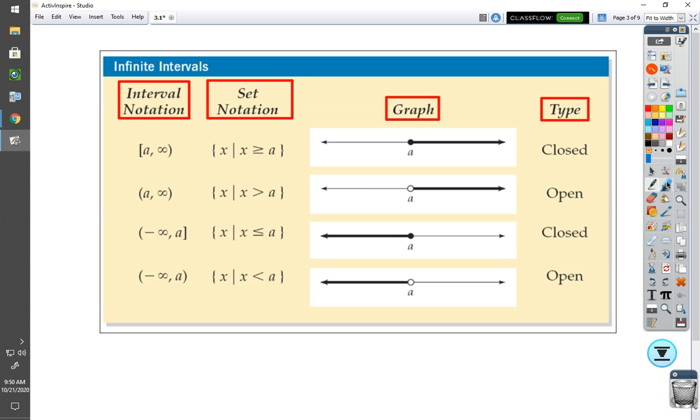All of them mean exactly the same thing when we get into a problem. An interval goes along with a set, and a set goes along with a graph. The right-hand side, the type, simply tells you whether it's open or closed, meaning is it included or not included? Does it have an equal sign or not? If your original problem does not have an equal sign, it's always open. If your original problem does have an equal sign, it's always closed.